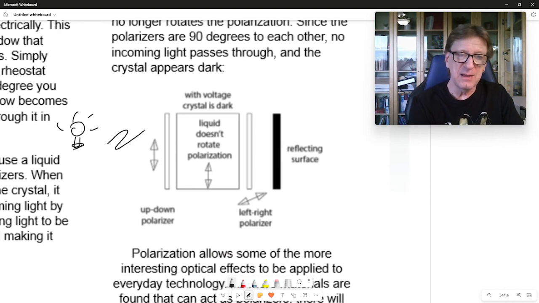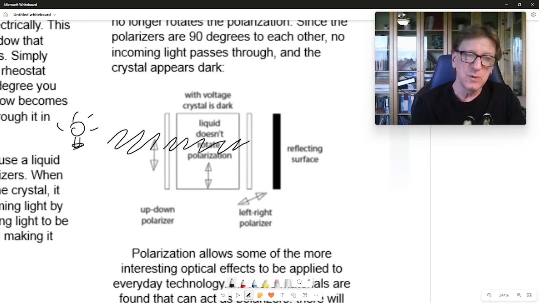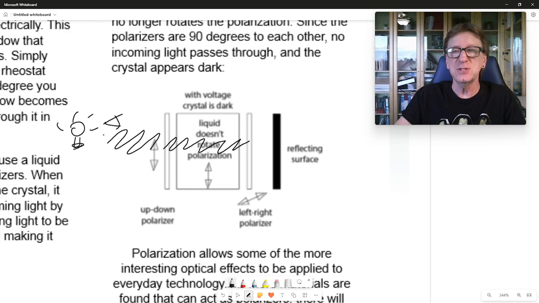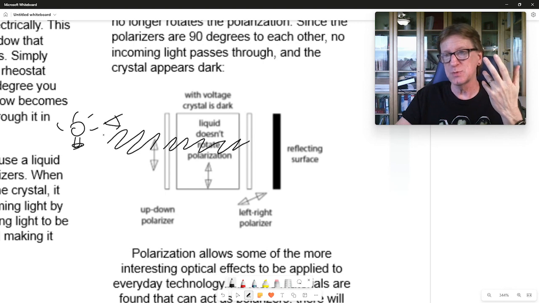And let's say that I have this left-right polarization, that's the only one that's going to make it through that polarizer. But because it doesn't rotate it, when it hits that left-right polarizer, it's absorbed. Nothing hits the mirror, nothing comes back at you. So if this is your eye right here, if nothing's coming back at you, then it looks dark. And so I can control each pixel: turn on the voltage, it becomes dark. Turn off the voltage, it becomes white.